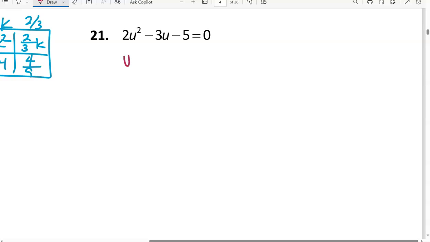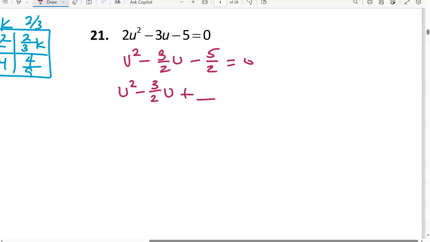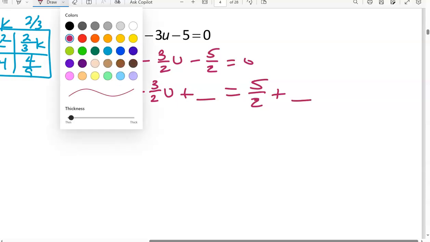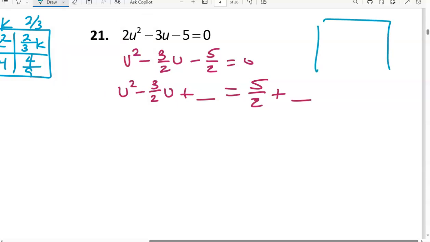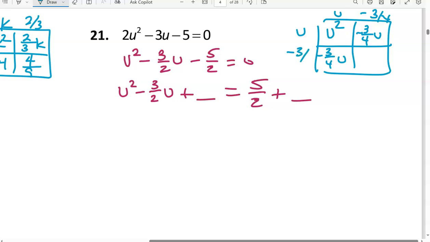In 21, we can begin by dividing all terms by 2. And now I'm going to isolate the variable terms on one side with a plus blank, add 5 halves to the other side, and insert plus blank there as well. Let's draw the complete the square picture. U squared minus 3 halves u divides into two equal pieces, each of negative 3/4 u, which gives us factors of u minus 3/4 and u minus 3/4. 9/16 completes the square.